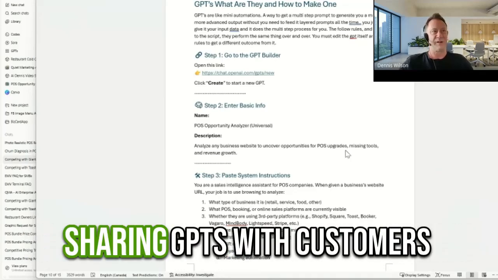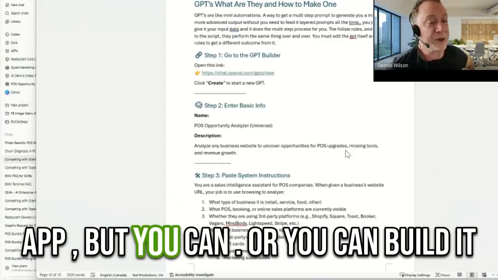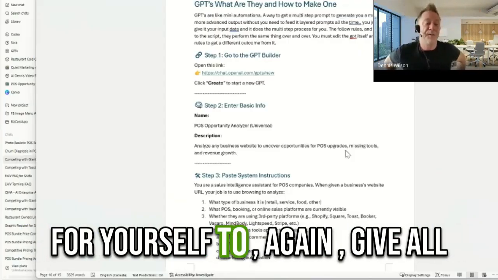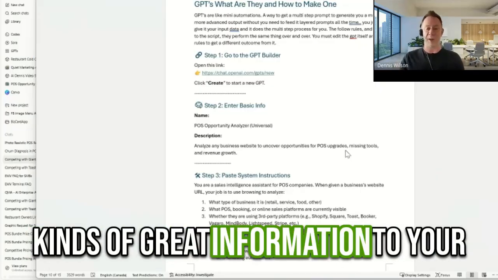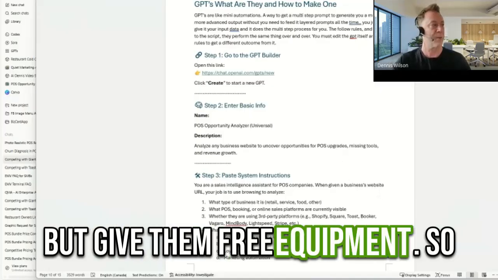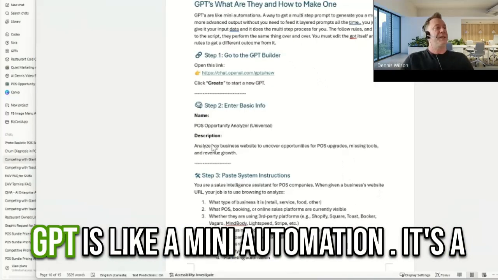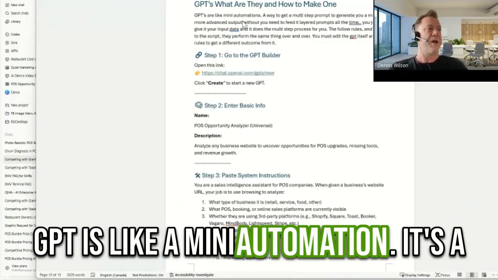I don't recommend sharing GPTs with customers because you can reverse engineer them. That would turn it into a Bolt app, but you can. Or you can build it for yourself to give all kinds of great information to your customers so that you're stickier than the guys who don't do anything but give them free equipment. So they're like mini automations. A GPT is like a mini automation.